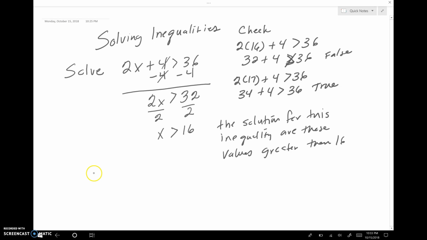So therefore, we need to do a number line to describe all the values that will make this true. So we're going to have an open circle here, since 16 is not a solution, but it has to be any number that is greater than 16. So we're looking at numbers that are greater than 16 as being a solution for this inequality.